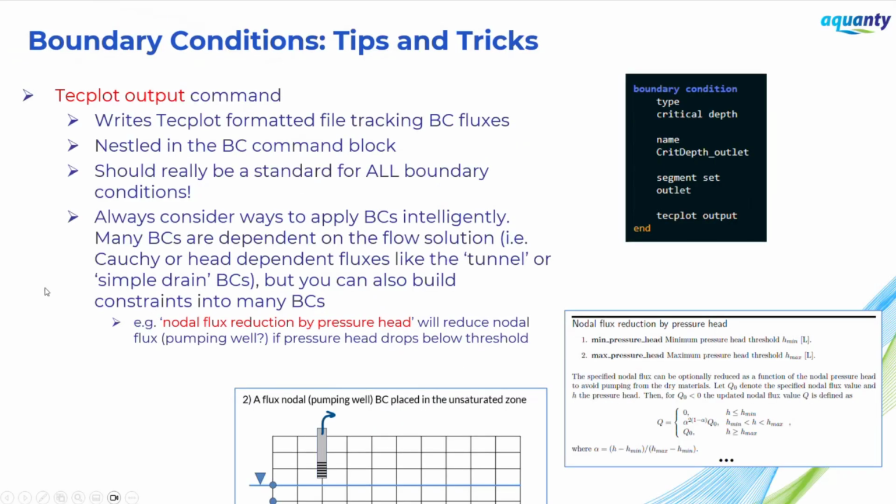So a couple of tips and tricks here. First of all, the TecPlot output command, as I mentioned, will create a TecPlot file, a formatted file, which tracks these fluxes on a node-by-node basis. So you might have a boundary condition that's applied to 10 nodes. You might need to, at some point, figure out exactly how much flux is being applied to one of those nodes. This file can help you to figure that out. You should really just apply it to all your boundary conditions. It's good to have that information if you need it.